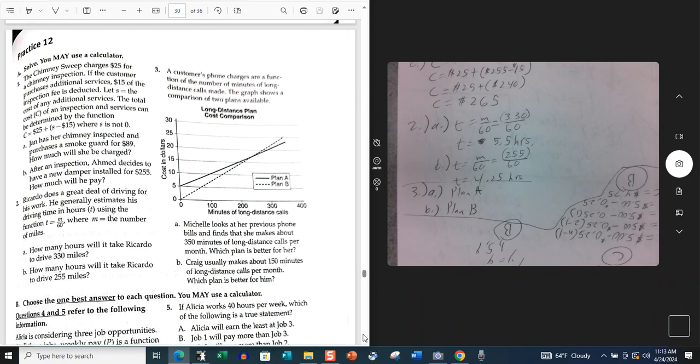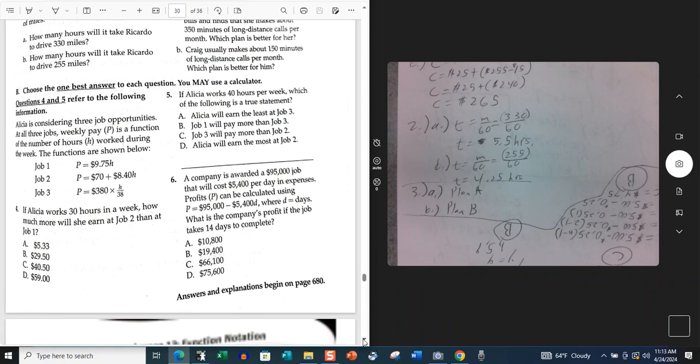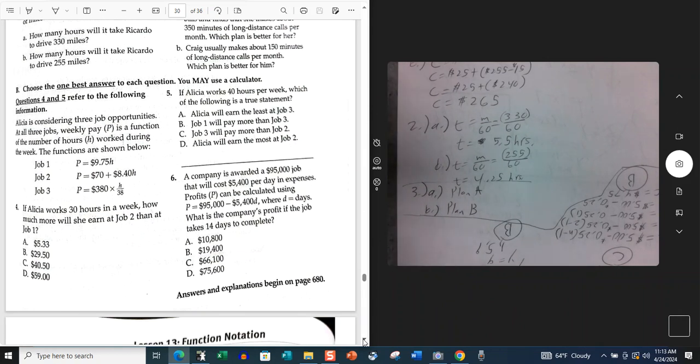Okay, now we go down here to problem number 4. It says, choose the one best answer to each question. You may use a calculator. It says, questions 4 and 5 refer to the following information. Alicia is considering 3 job opportunities. At all 3 jobs, weekly pay P is a function of the number of hours H worked during the week. The functions are shown below. So we see all of these functions here.